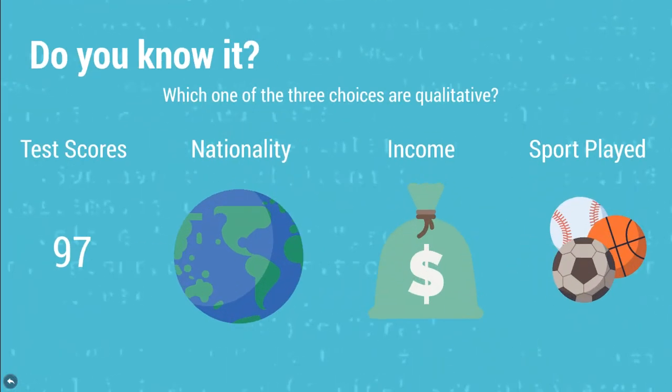So, do you know which of these choices are qualitative? 2 of them are qualitative, 2 of them are quantitative. Take a look at this for a minute. What do you think? So, nationality and sports played are both qualitative. I am Norwegian and I am English. I think I've got some French in me too. Those are qualities of my nationality. They have no numeric value. Also, I played soccer. I played a little bit of basketball, but I was horrible at it. But that is a quality of what sports I played.